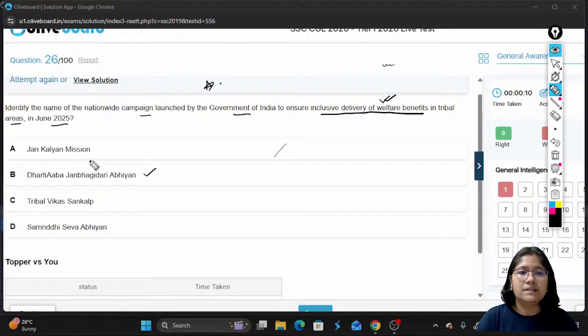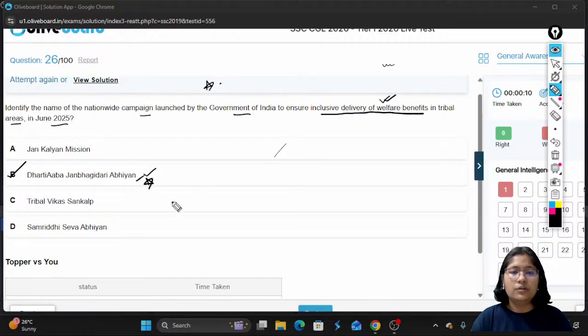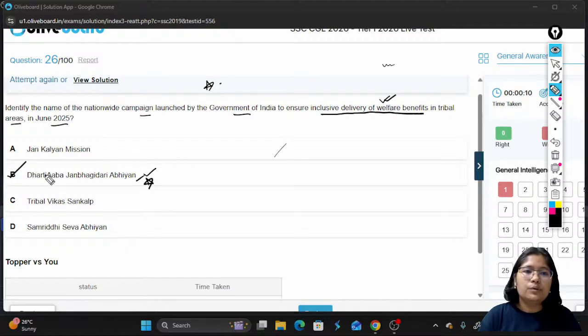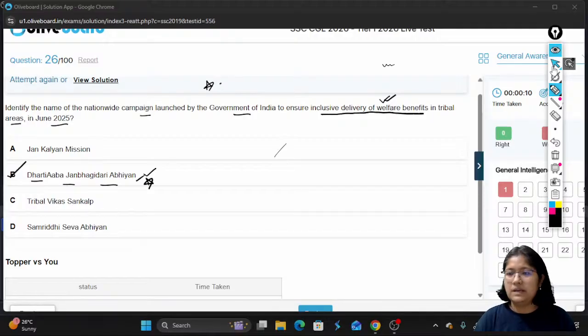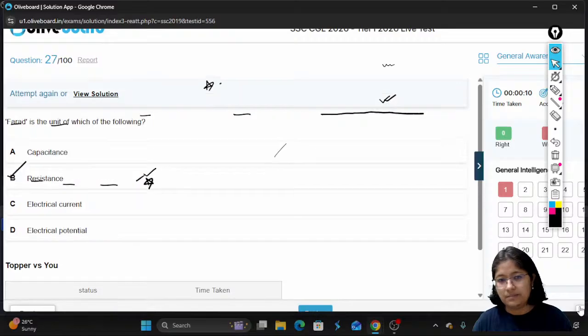So what will be the answer here? Jan Kalyan Mission, Dharti Amba Jan Bhagidari Abhiyan, Tribal Vikas Sankalp, or Samriddhi Seva Abhiyan. So the correct answer here is Dharti Amba Jan Bhagidari Abhiyan. This is the largest in terms of tribal welfare regions. So B will be the correct answer, and it is going to stay for some time in the current affairs. Still there is another such big scheme.